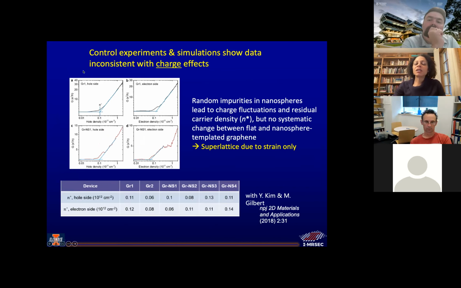Okay, but we also looked at theory of what you might expect for impurities on the nanospheres, and our collaborators again could show that the difference in potential between the nanospheres and the substrate, for example, would lead to charge fluctuations and some residual carrier density, but that there is no systematic difference between flat and templated graphene. Okay, so again, this is consistent with the behavior we see being due to strain only.